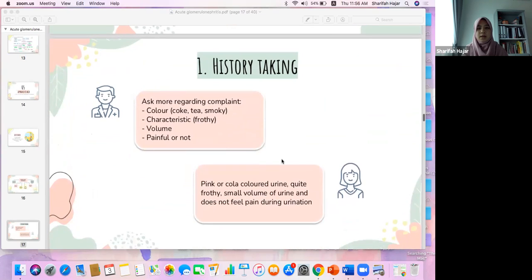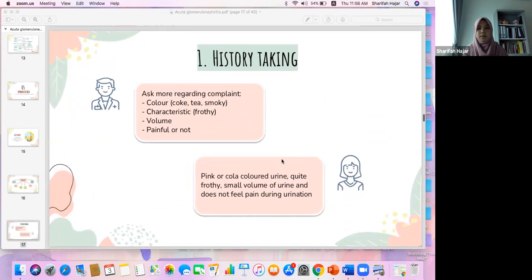Okay, so first start with history taking. The doctor needs to ask regarding the complaint, the specific color of the urine, whether it is cola, tea, or smoky, and also the characteristics. Frothy may suggest protein in the urine, volume, painful or not.